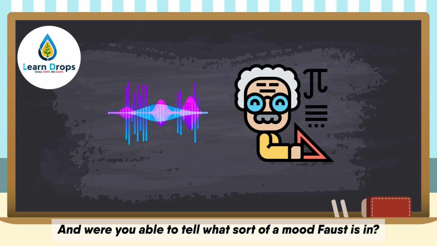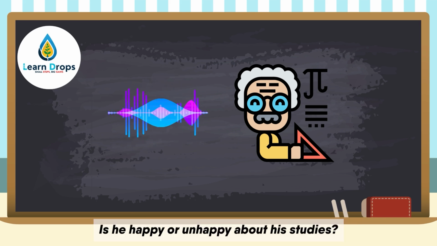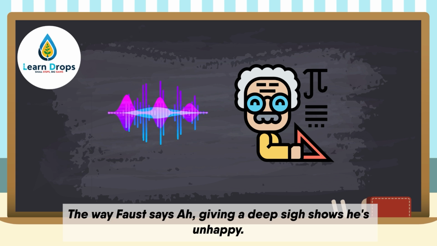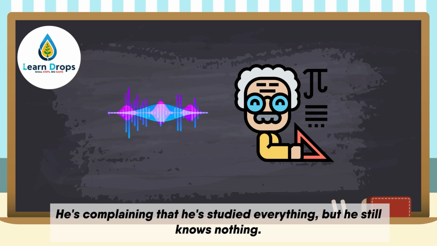And were you able to tell what sort of a mood Faust is in? Is he happy or unhappy about his studies? The way Faust says ach, giving a deep sigh, shows he's unhappy. He's complaining that he's studied everything, but he still knows nothing.